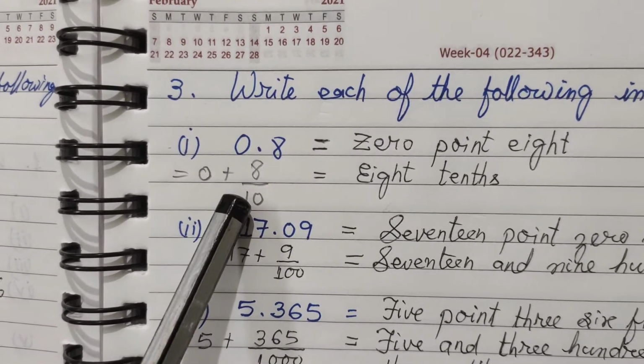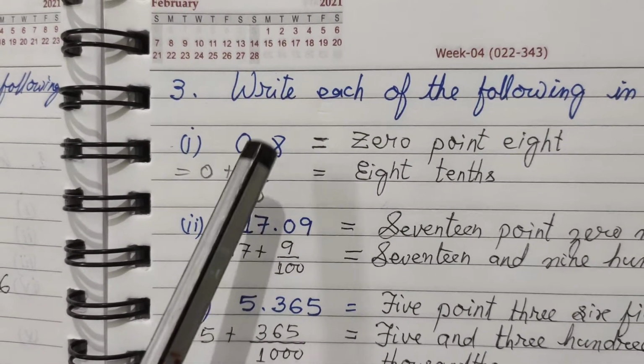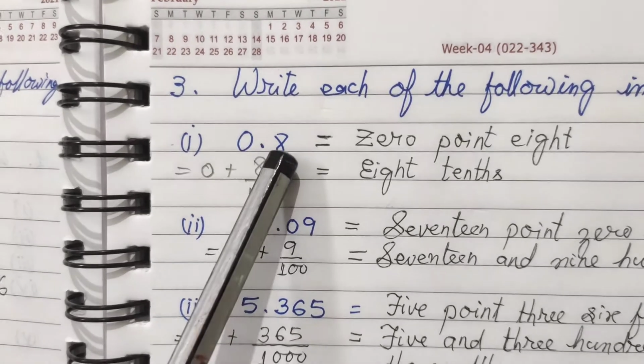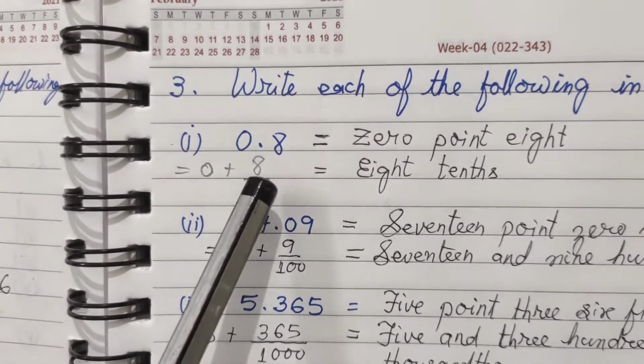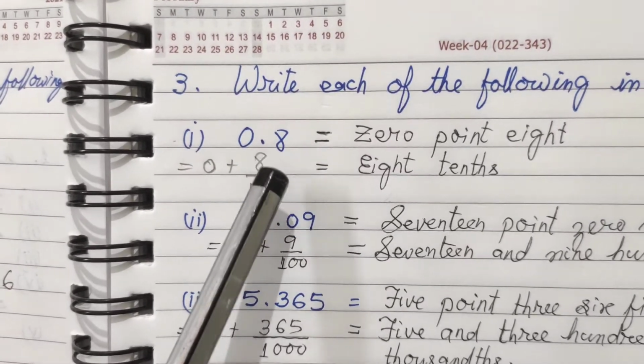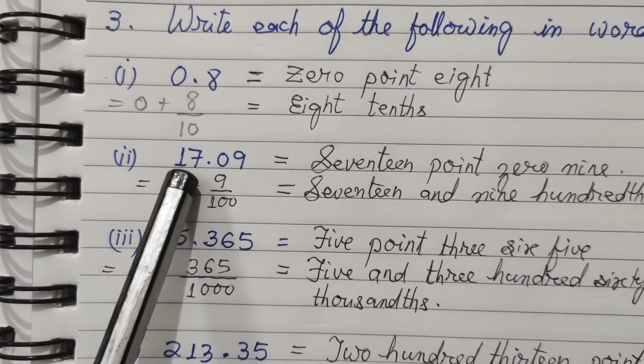This point is our 1 in the denominator. And after the point, how many digits are there? 1 digit, so 1 0. And this 8 will be in our numerator. Only the digits which are after the point will be in the numerator. Now if we do the second one, it will be more clear to us.